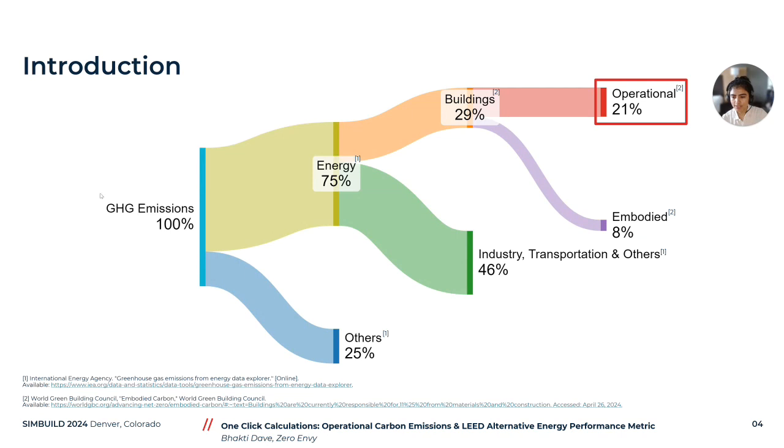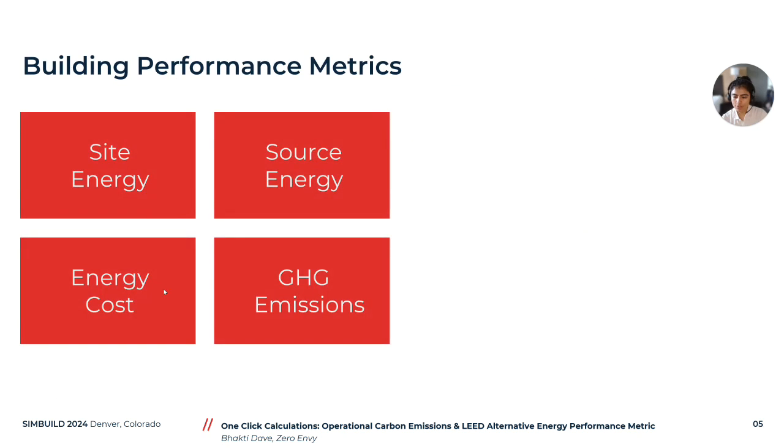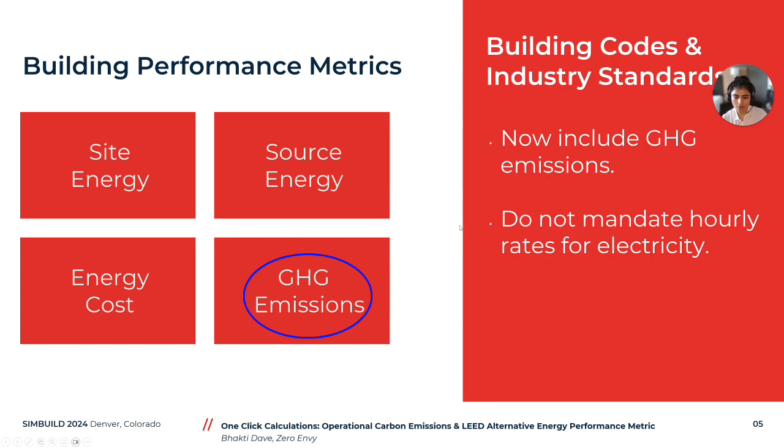As we all know, greenhouse gas emissions serve as one of the key climate change contributors. Buildings account for approximately 29% of overall emissions, with operational emissions accounting for about 21% of total. Energy use and cost are some of the most commonly used building performance metrics, yet recently, building codes and standards have begun incorporating greenhouse gas emissions. However, the use of hourly rates for electricity remains non-mandatory.